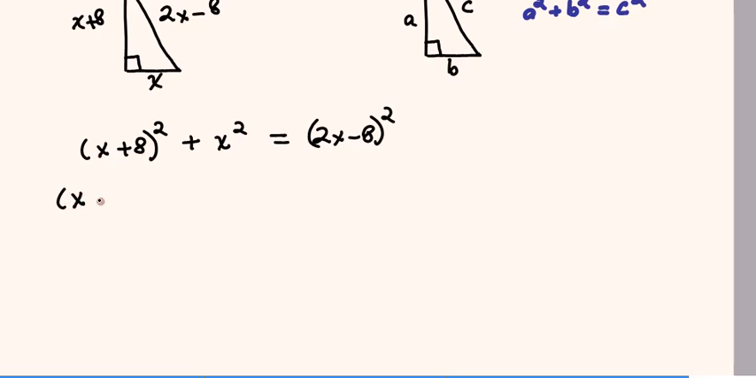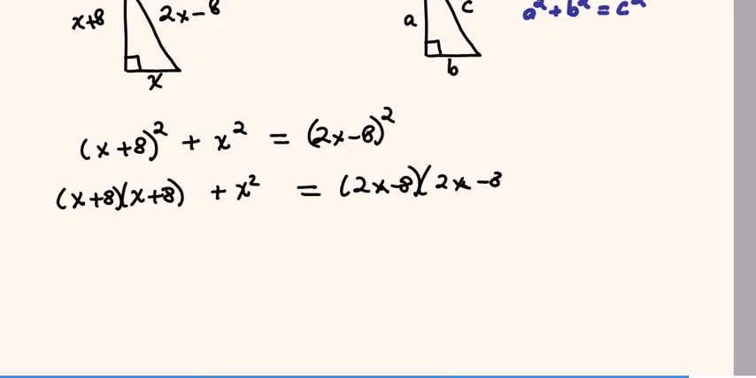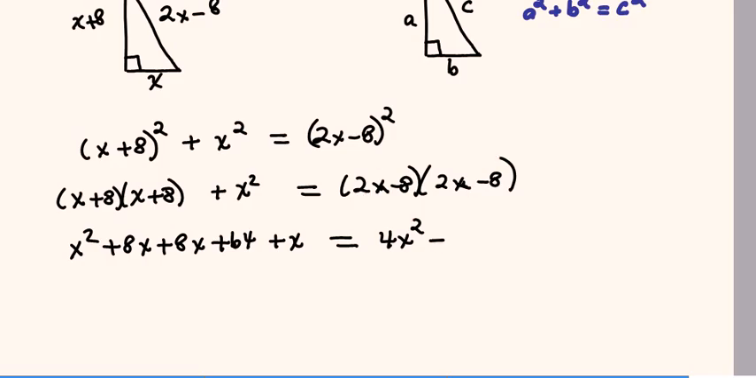(x plus 8) squared, we can write as (x plus 8) times (x plus 8), and then plus x squared is equal to, and this side squared we can write as (2x minus 8) times (2x minus 8). And we just multiply this out using our FOIL method. x times x is x squared plus 8x plus another 8x plus 64. And there's that plus x squared that was there. And on this side, when we FOIL, we get 2x times 2x is 4x squared minus 16x minus another 16x. Negative 8 times negative 8 is plus 64.